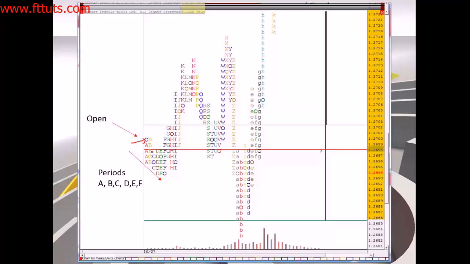So we now have A, B, C, D, E, and F. 6 different periods of 30 minutes each. That's 3 hours of activity, 180 minutes. And look at how narrow the range was. What does that tell me right away?